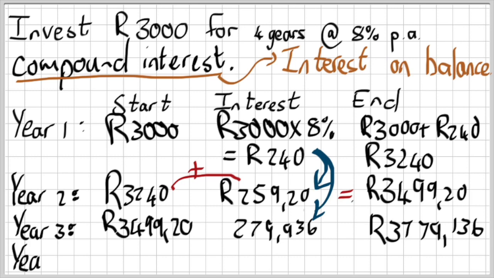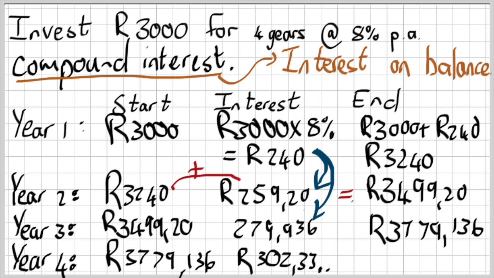So in year 4, I'm going to start with that 3,799 Rand and comma 136. I'm going to earn 8% on that. And then I end up with 4,081 Rand and 47 cents. There I rounded off simply because I have my final answer.